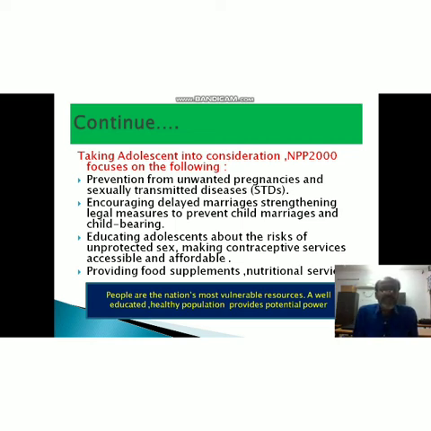People are the nation's most valuable resource. A well educated, healthy population provides potential power. That means human resource. So this is a good thing by the government. They are thinking about the people as a human resource.